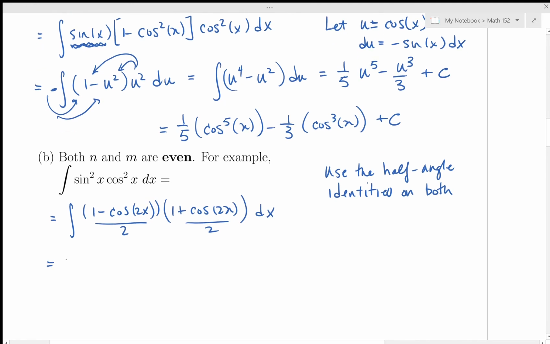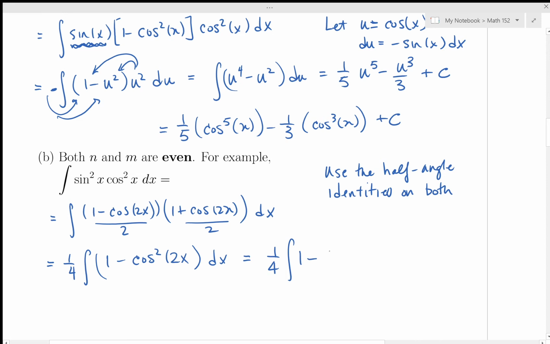Isn't this nice? I get 1/4 times the integral, and then this is like factoring a perfect square, just the difference of 2 squares. So I'm putting that back together. This is like that, except that it's 2x, like that, dx. Okay, and then I can go ahead again with the half angle identity, and I get this here.